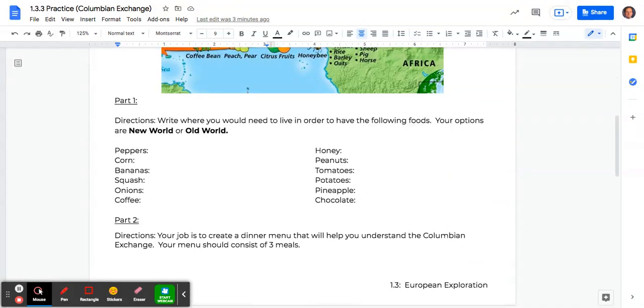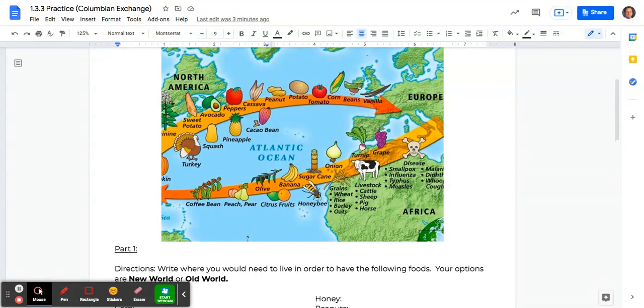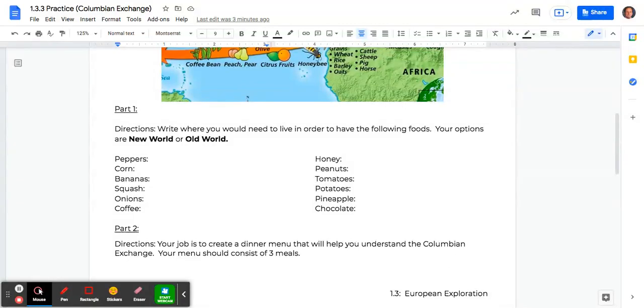Okay, so part one, directions, right? Where you would need to live in order to have the following foods. Your options are New World, meaning the Americas, or Old World, meaning Europe, Asia, and Africa. So if we start with the first one, peppers. So in order to have these foods before Columbus, where would you need to have lived? Well, if you look at the chart, peppers are right here. So you would have needed to live in the New World, the Americas. So you do that for each of those foods.